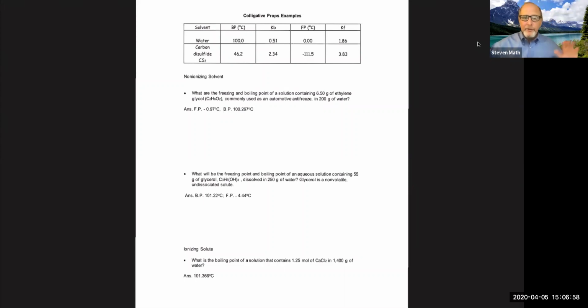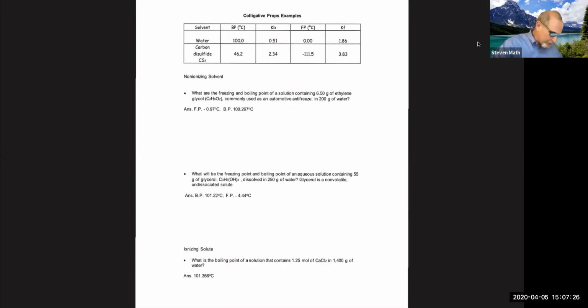The first one of these is pretty straightforward. Now we've been given a bunch of data up top. Right up here, you will always be given boiling points, freezing points, KBs, and KFs. These will always be given. About the only thing I'd like you to bring to the table maybe is that the boiling point of water is 100 and the freezing point of water is 0. But you know, I'd even give you that. You just have to be able to use it.